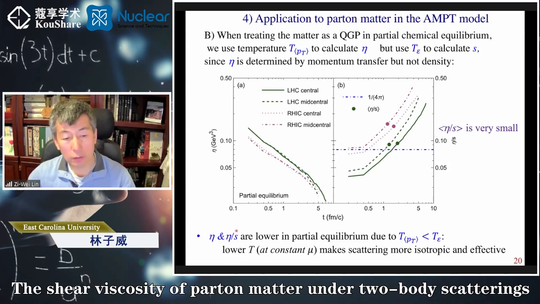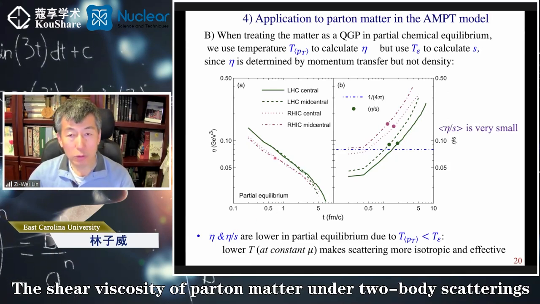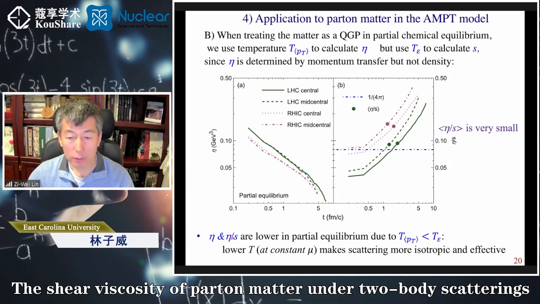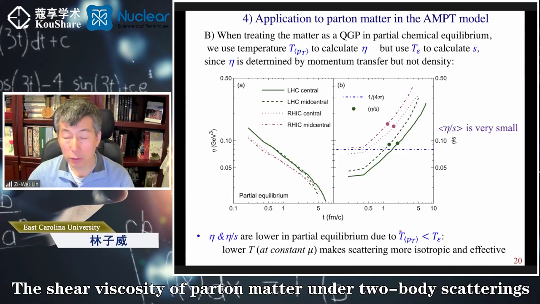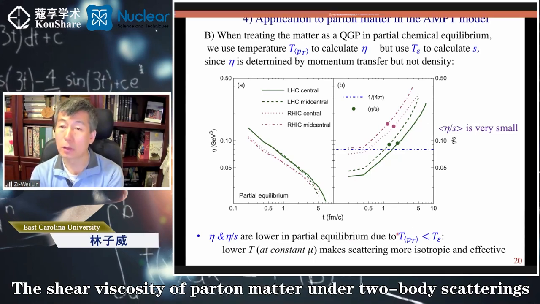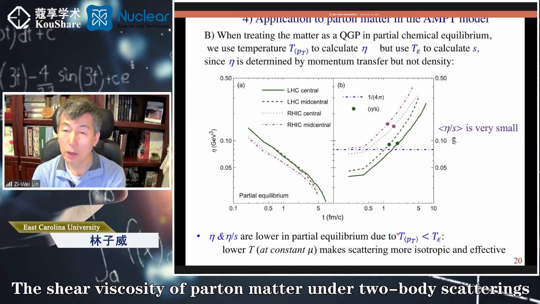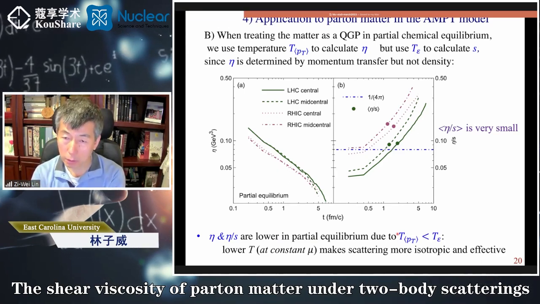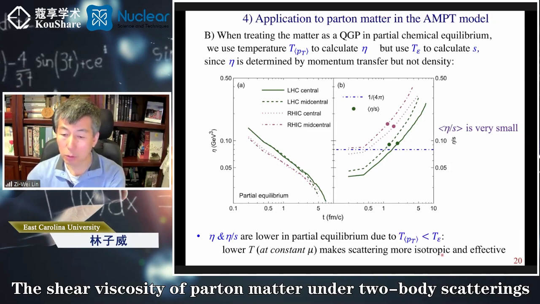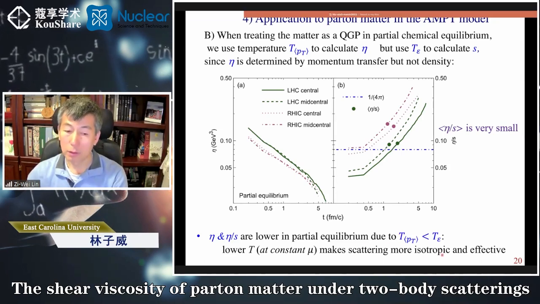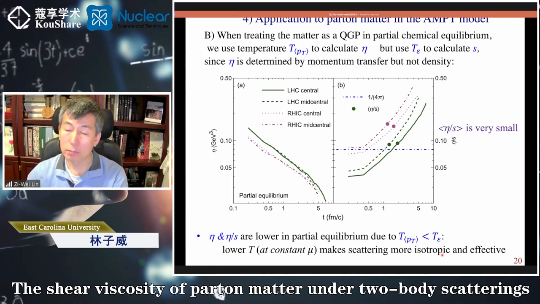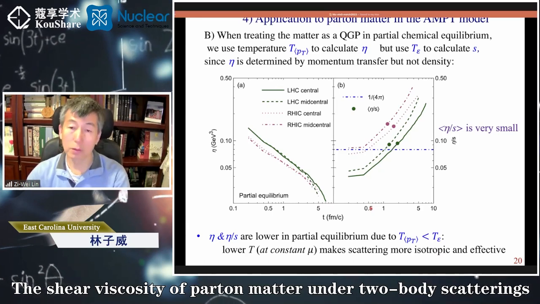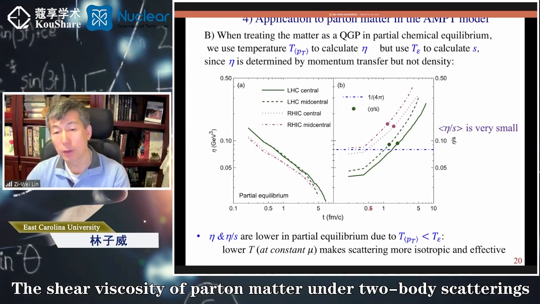And we can understand that when we treat the matter as a partial equilibrium, we get lower eta over s because the temperature extracted from PT is smaller than the temperature extracted from the energy density, and a lower temperature for the AMPT parton cross-section makes the scattering more isotropic and therefore more effective. More effective means it will give you a smaller eta over s. So that's why.